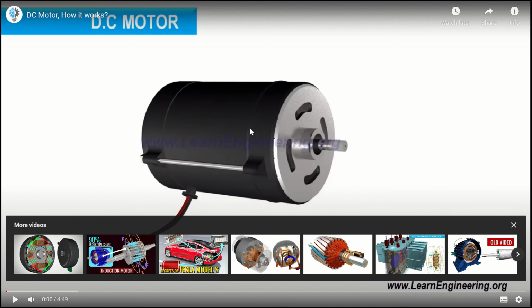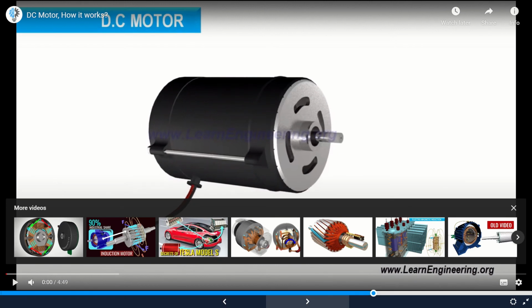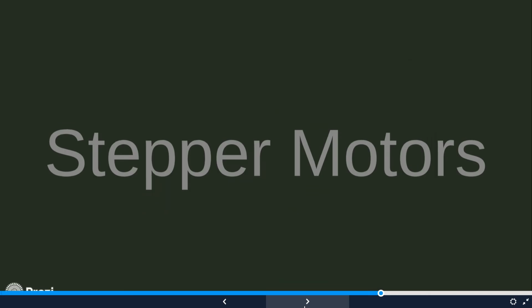Now, what are they used for? Well, they're mainly used for the movement of things like wheels or conveyor belts. So that's how a DC or direct current motor actually works. And there's a video on that, so you can see that one.